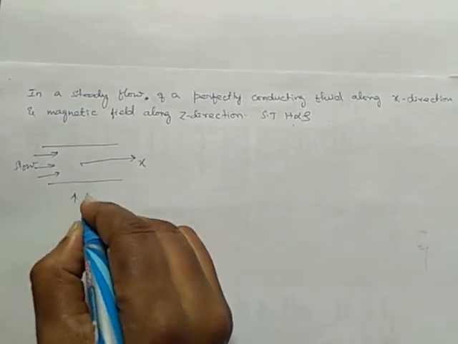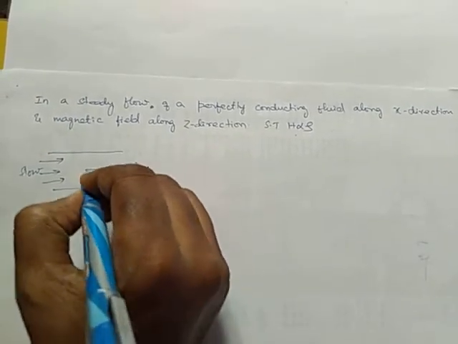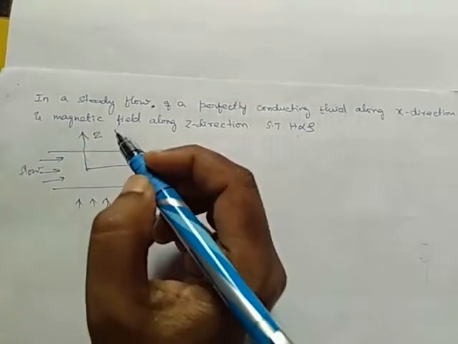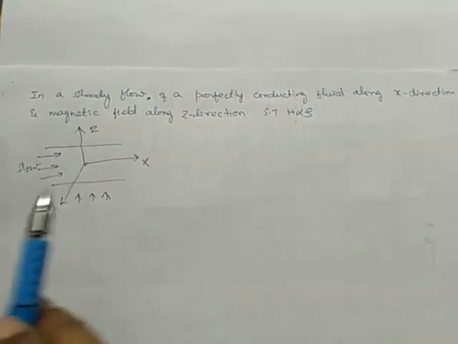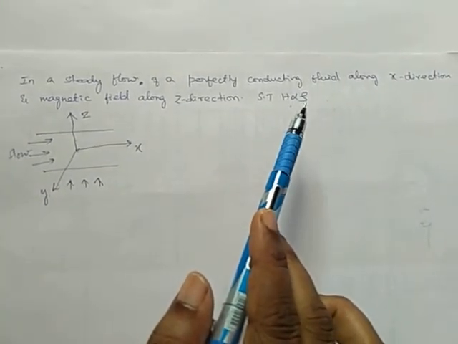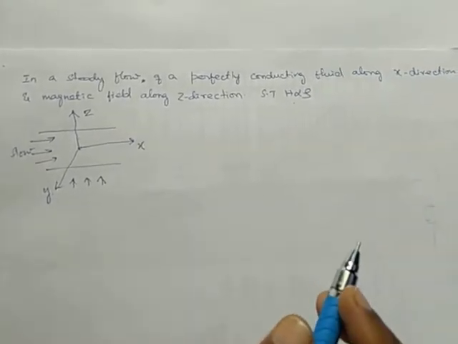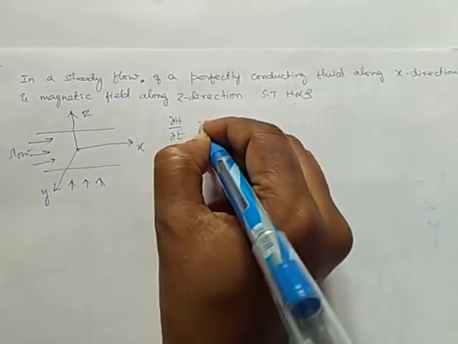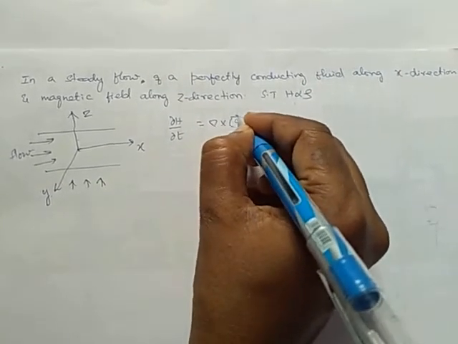Usually we apply the magnetic field normal, or perpendicular, to the flow. Therefore, this we take as the z axis, and obviously the other one will be the y axis. For this fluid flow, we are going to prove the magnetic field is directly proportional to the density. For a perfectly conducting fluid, the magnetic induction equation is given by dou H by dou t equal to del cross (Q cross H). Already we have proved this.